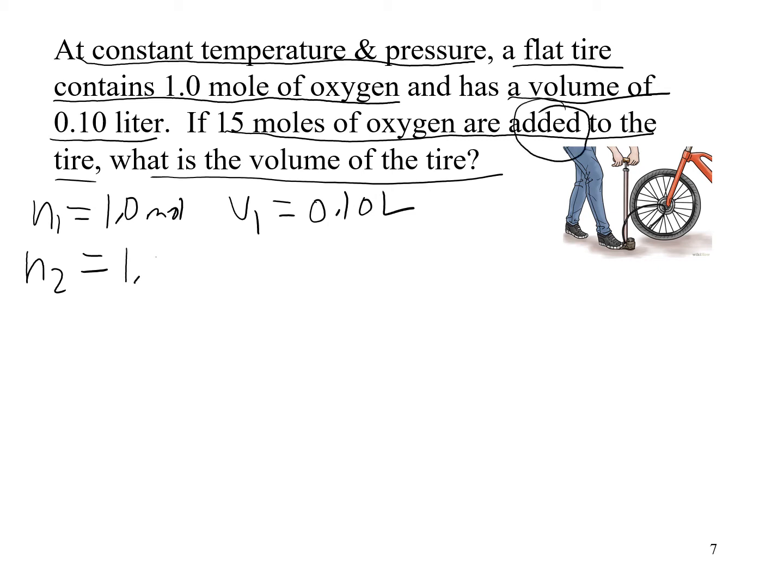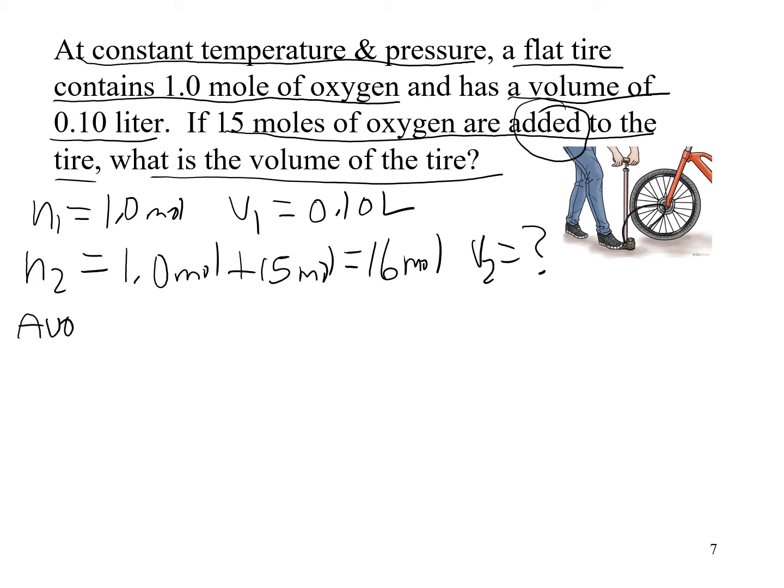We started with 1 mole that was in the empty tire. That 1 mole didn't disappear. We just added 15 moles to it. So we end up with 16 moles for N2. The new volume, V2, is what we are looking for. So we are going to be using Avogadro's law, because Avogadro's law relates the volume to the quantity in moles. So it's V1 over N1 is equal to V2 over N2.